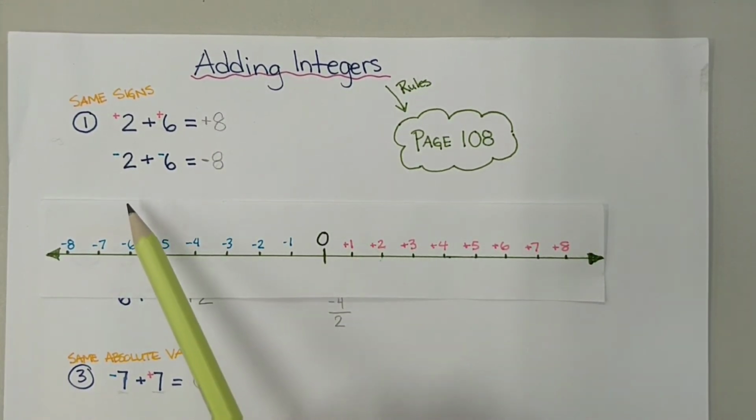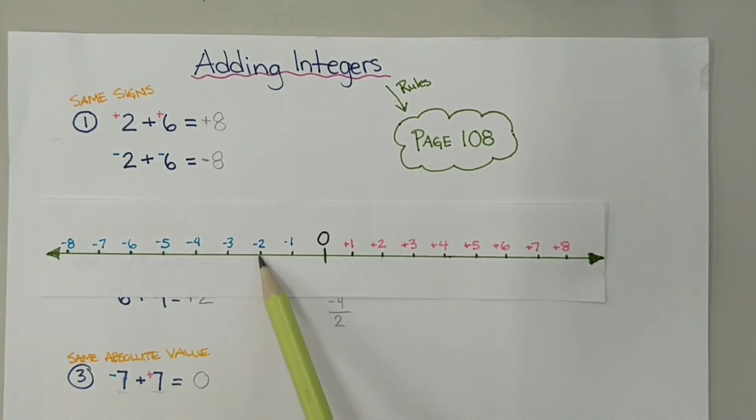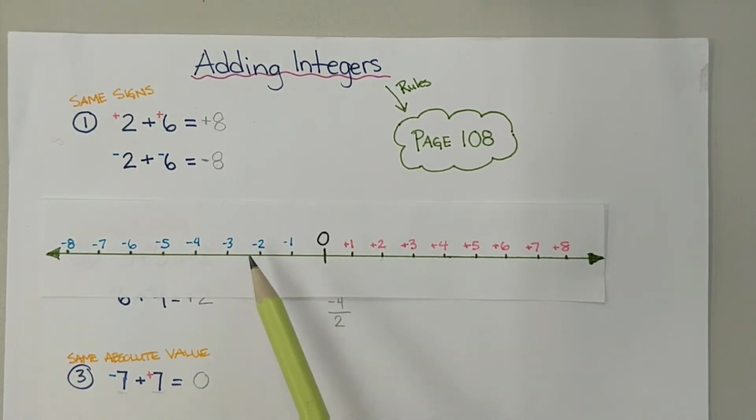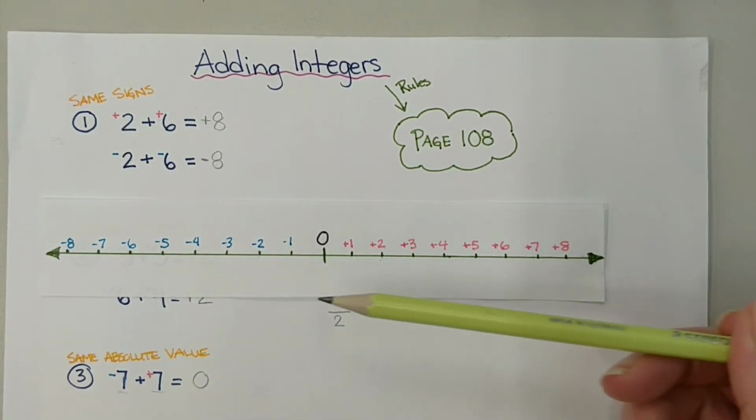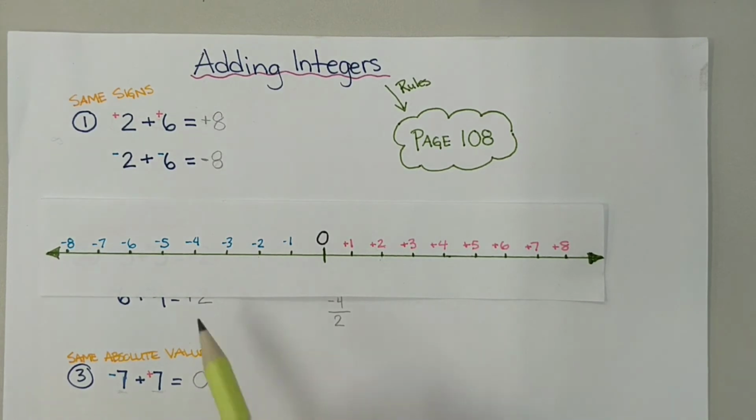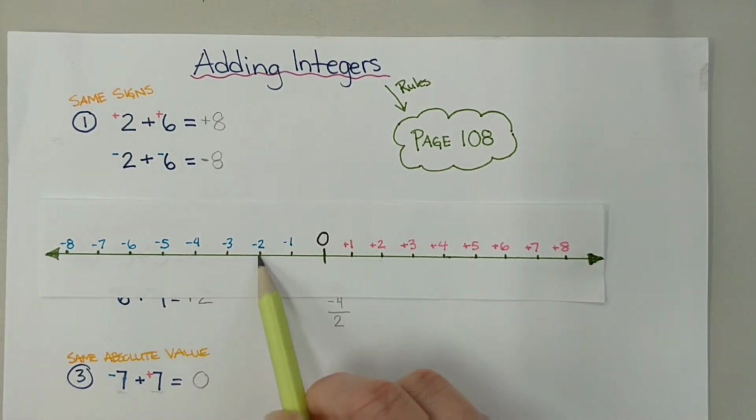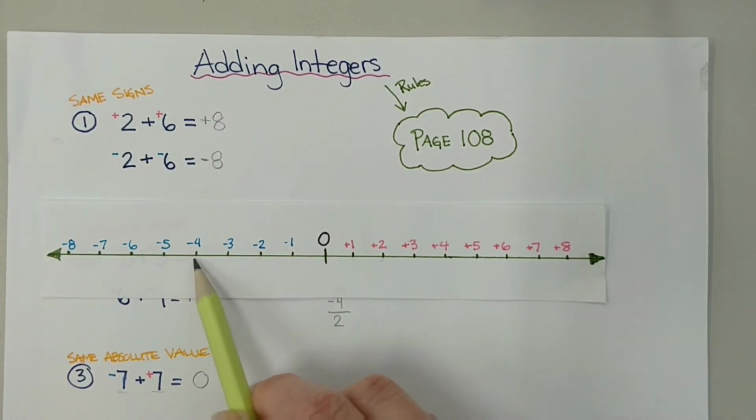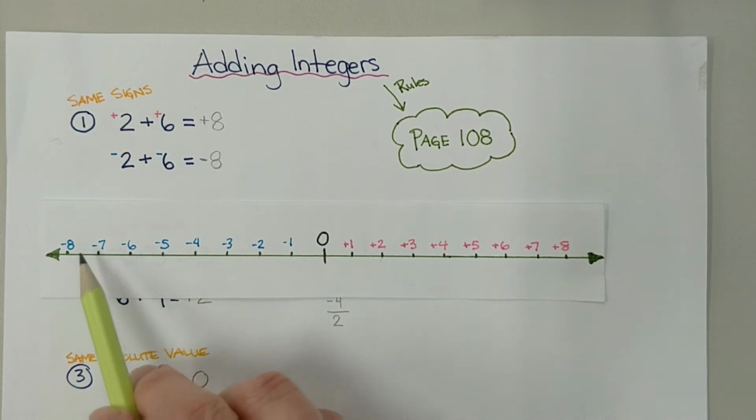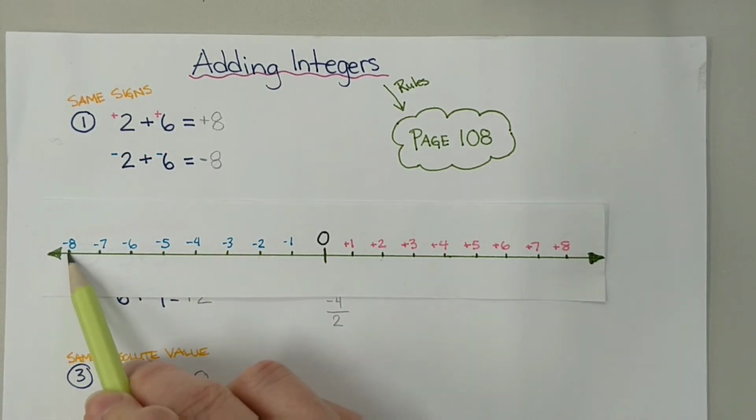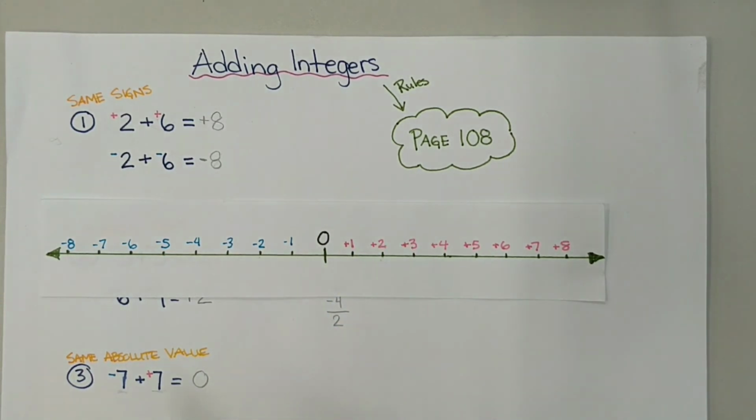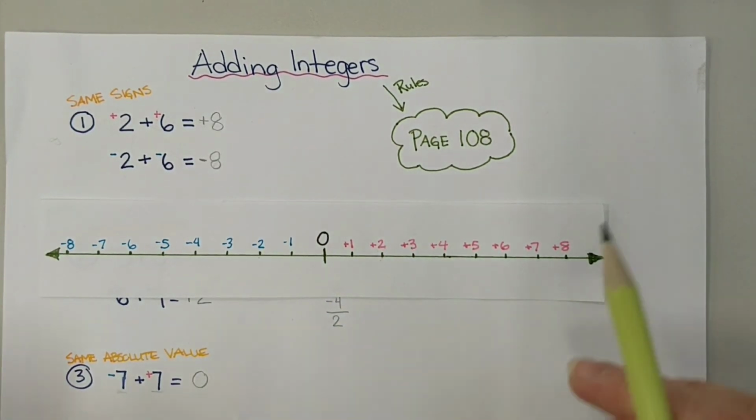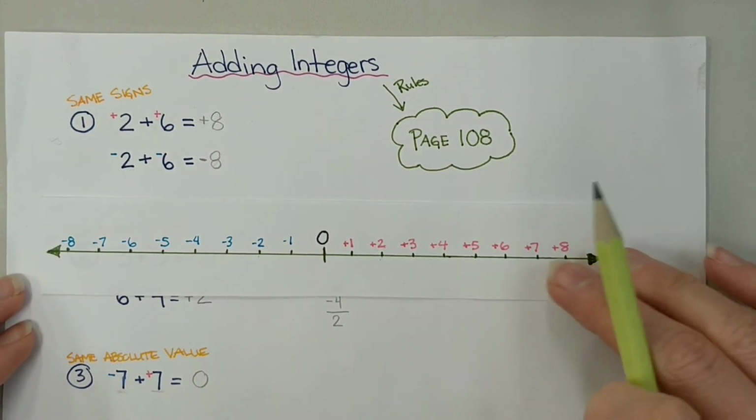Now let's look at the second example. Here we're starting at negative 2, so we find negative 2 on our number line. And this time we're adding negatives. That means we're going to be moving in this direction. We're getting colder. So we start at negative 2 and add negative 6. We go 1, 2, 3, 4, 5, 6, which leaves us at negative 8. As you can see, that's the same answer we got when we used the rules on page 108. So both methods here are giving us the same answer.